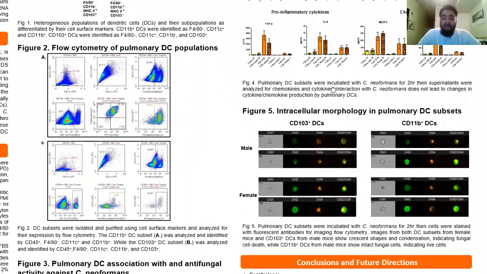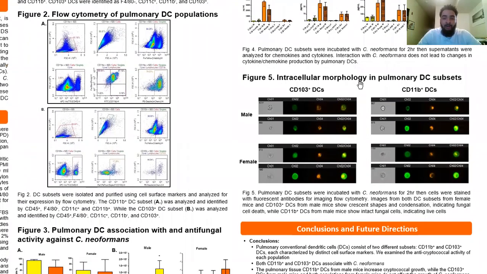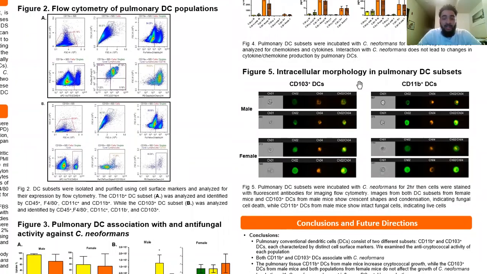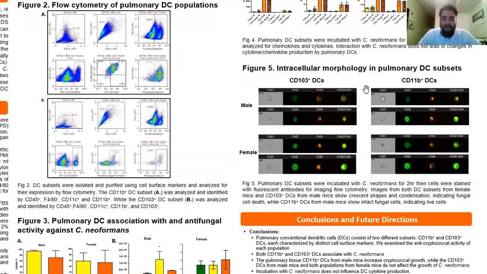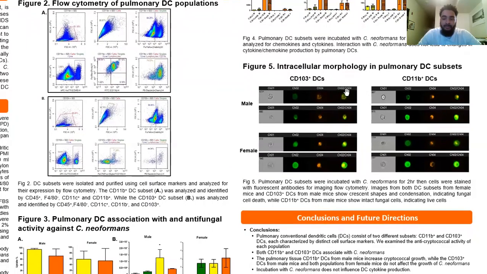Figure 5 shows the intracellular morphology of our pulmonary dendritic cells with Cryptococcus neoformans. One of the things I want you to take away is that these little white dots that our mCherry strain of Cryptococcus neoformans possesses let us see our Cryptococcus strain under different channels, under a different dye, that is how it is stained.